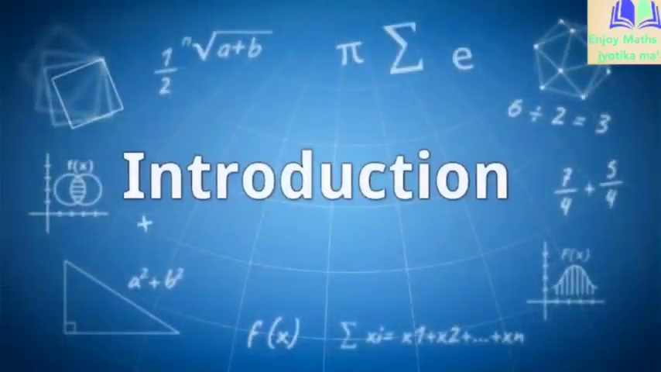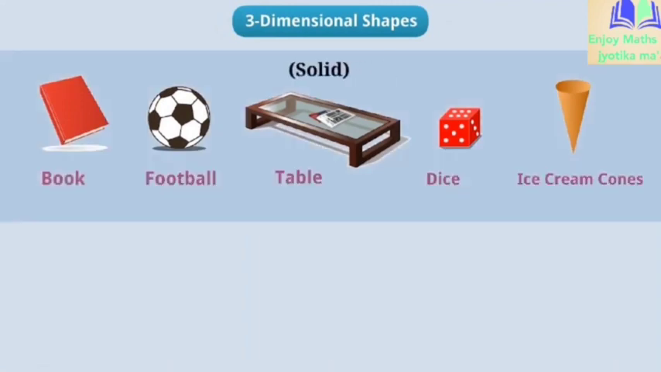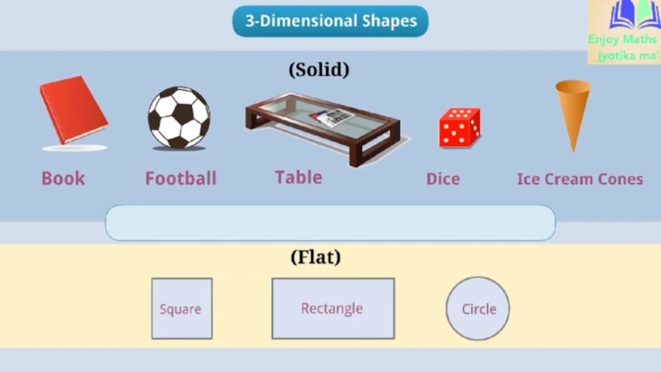In our daily lives, we can see things such as books, football, tables, dice, ice cream cones, etc. All these shapes are solid. These shapes are not flat like rectangles, circles, etc. We call them three-dimensional shapes.